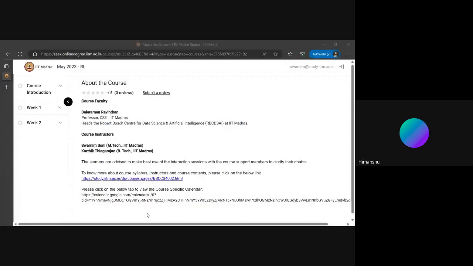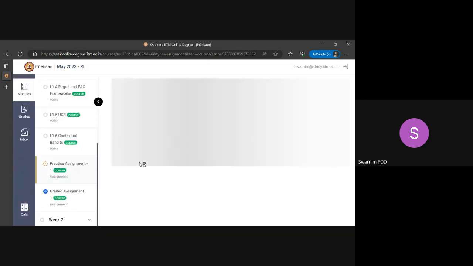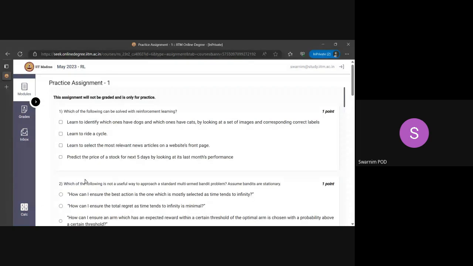Sir, we are going to do practice assignments, right? Because I have a question. Question number 1. Yeah, we are going to do the practice assignments. Okay. So question number 1 asks, which of the following can be solved with reinforcement learning? I think this is from lecture 1, where Randall was talking about how reinforcement learning is different from supervised and unsupervised learning. Let's look at the examples.